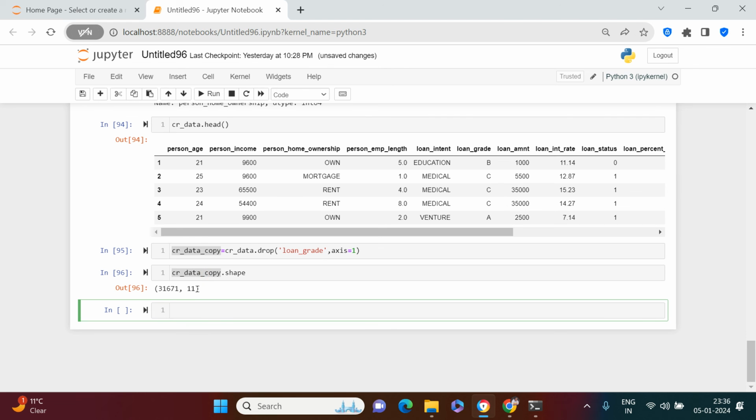Loan grade is gone. The next thing I'm going to do is the treatment for these categorical columns. I think this video is quite long, so I'll pause this, and in the next video I'll do the treatment for the categorical columns. Thank you very much for watching this. See you in the next video.